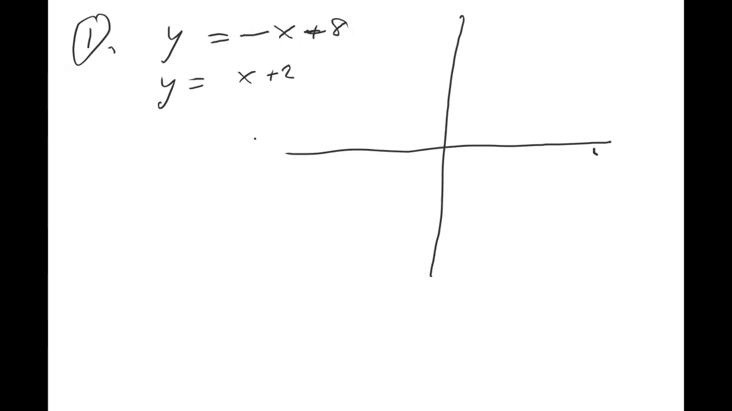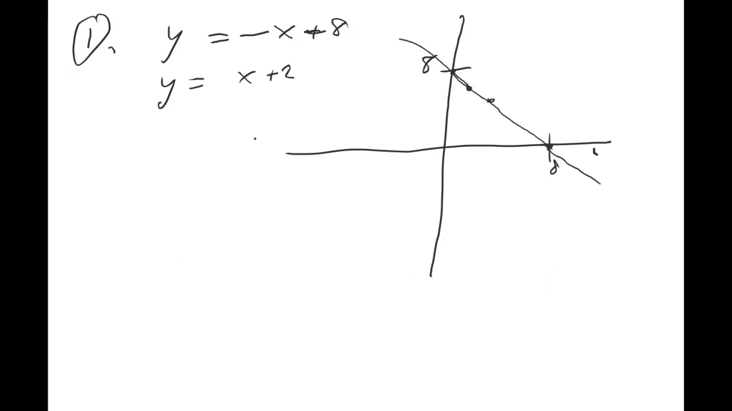So the first equation has a y-intercept of 8, and it has a slope of -1. So that means that it goes down 1 and over 1, then down 1 over 1, and it'll keep on going until finally it's going to hit the x-axis at 8 as well. So that's what that graph looks like.